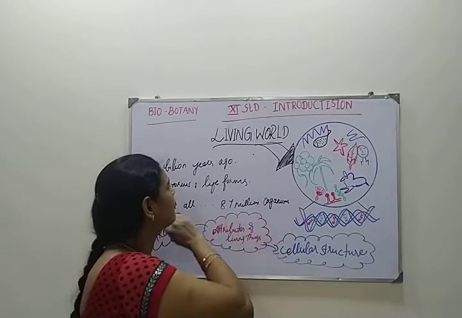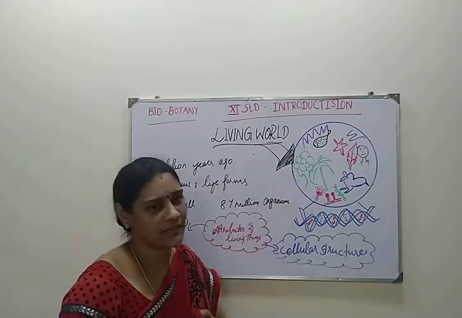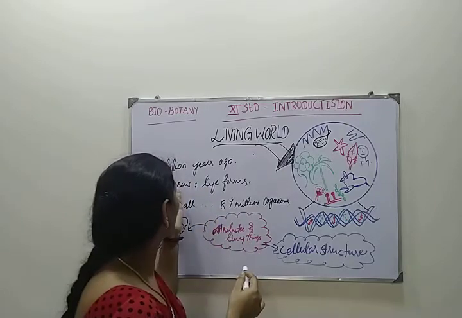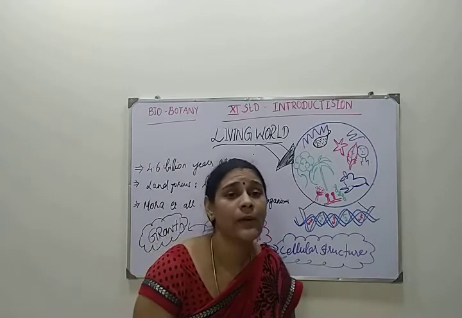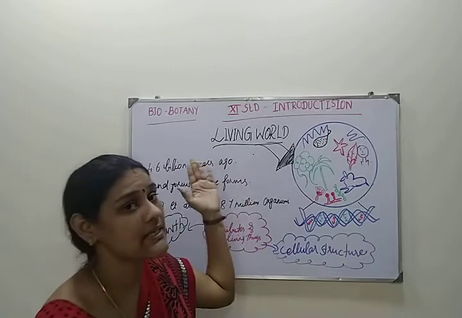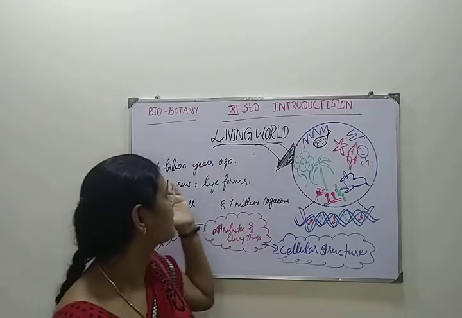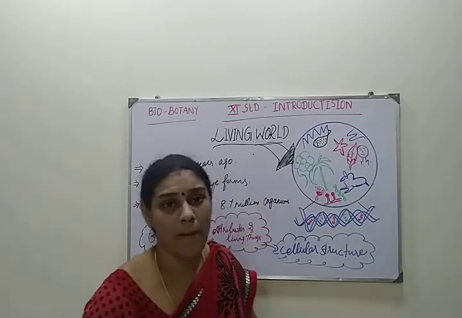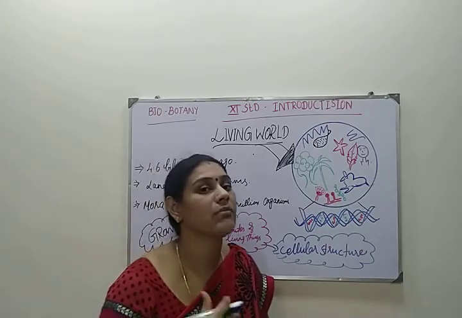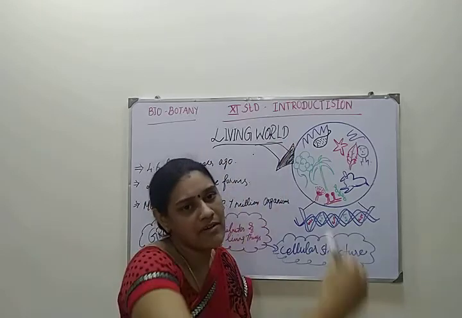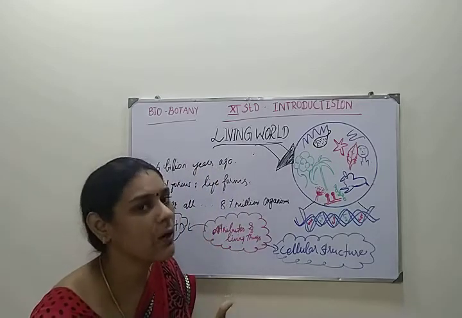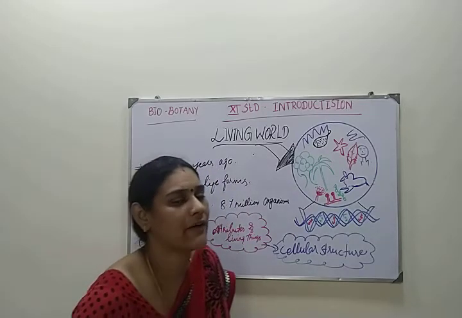So the living world is our earth, right? It is believed that our earth was formed 4.6 billion years ago. We are not sure, but it is believed that it was formed 4.6 billion years ago. We believe that the earth was formed then because of what the research people say. But they also say that they do not know for sure.